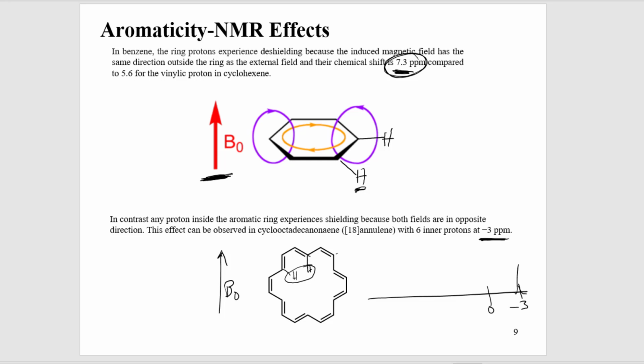And the outer ones are downfield in the normal range, in the aromatic proton range. So this is kind of a cool example that protons within the aromatic system are shielded and protons outside the aromatic system are deshielded. And that's why we see the difference in their chemical shifts.